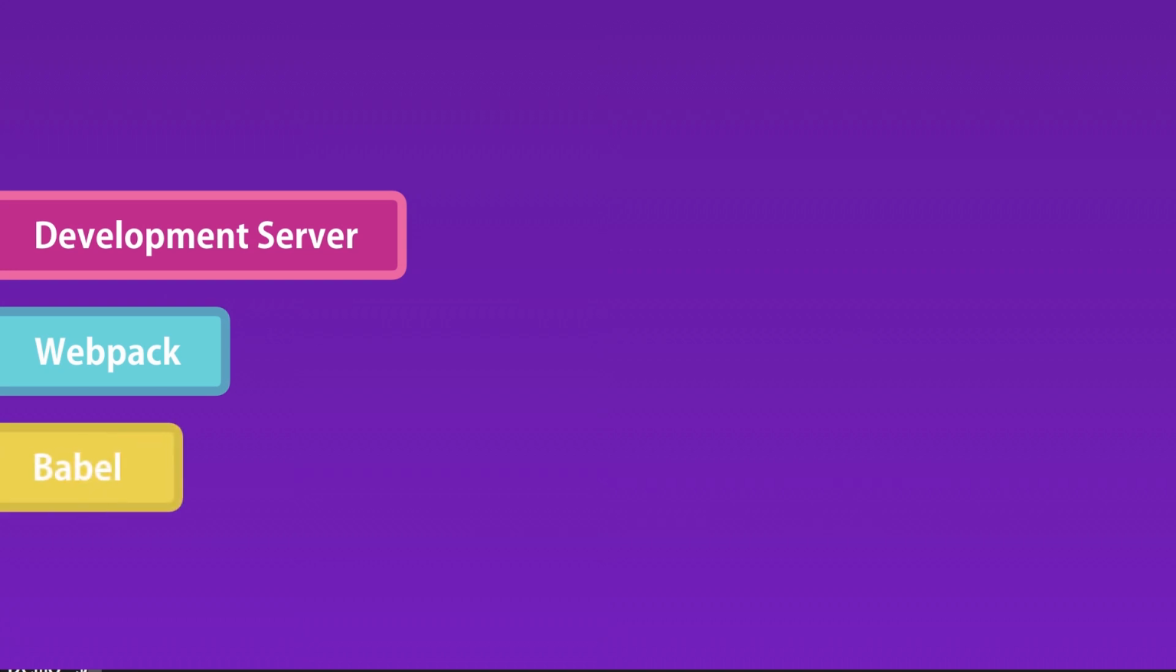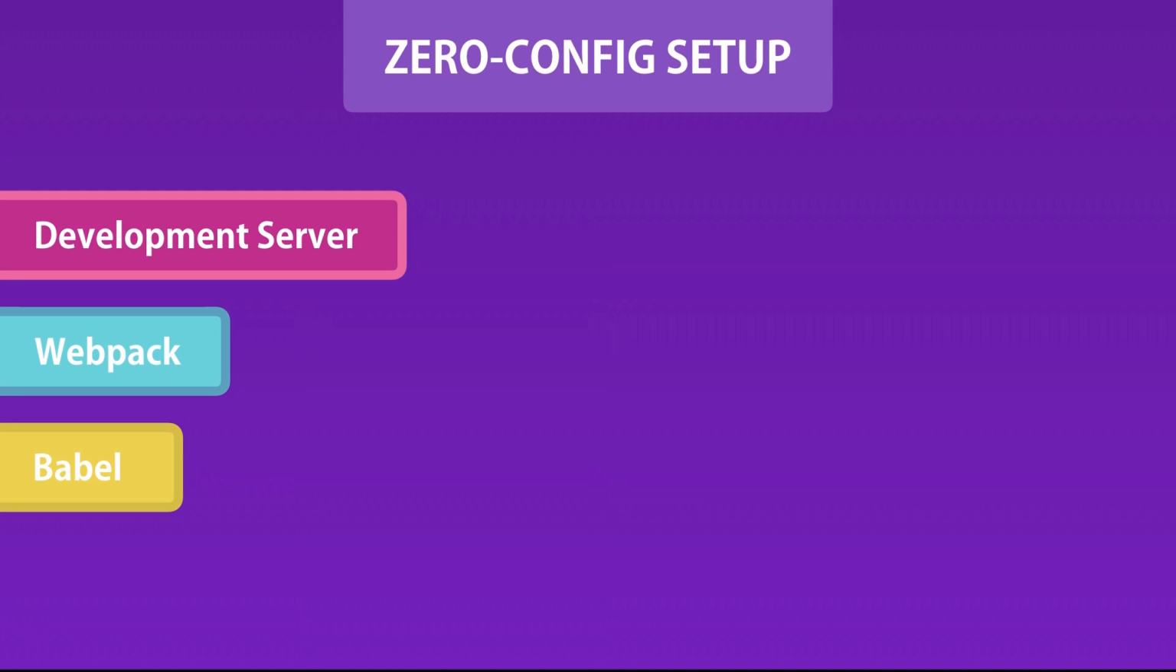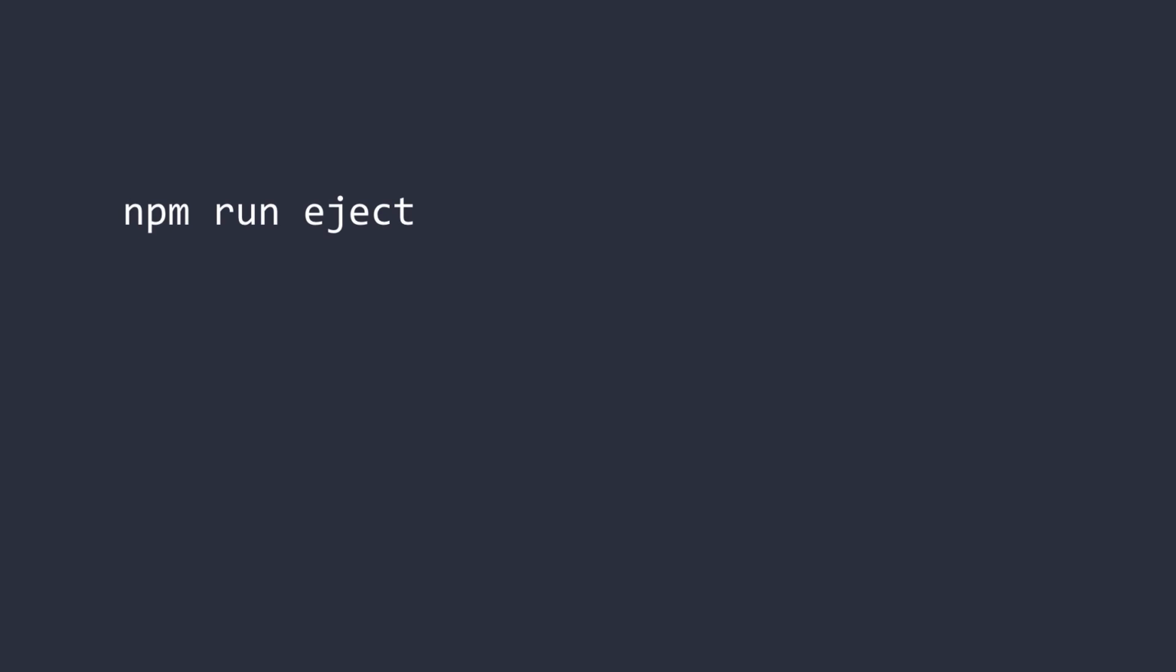So it's going to install a lightweight development server, Webpack for bundling our files, Babel for compiling our JavaScript code, as well as a bunch of other tools. So when you create an application using Create React App, you don't have to do any configuration. All the configuration is done for you. However, if you want to customize this configuration for your production environment, you can always eject by running npm run eject. We'll look at this later in the future.